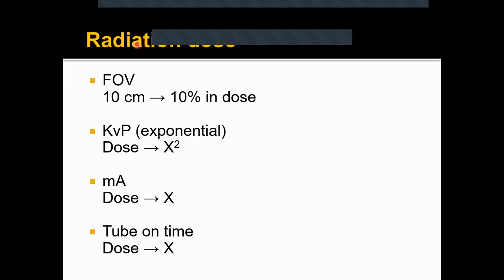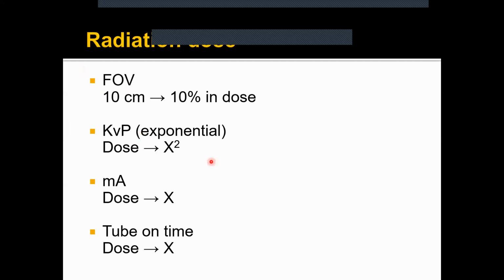Okay, and again, we're going to be looking at radiation dose. So the first one is your FOV, which is how wide your viewing is. If you're going to add 10 centimeters to your FOV, you're going to have an increase of 10% in the dose. The simplest way to think of it is FOV is like zooming in and then zooming out. So if you're increasing your FOV by 10 centimeters, if you're basically zooming out by 10 centimeters, you're going to get a 10% increase in the dose.